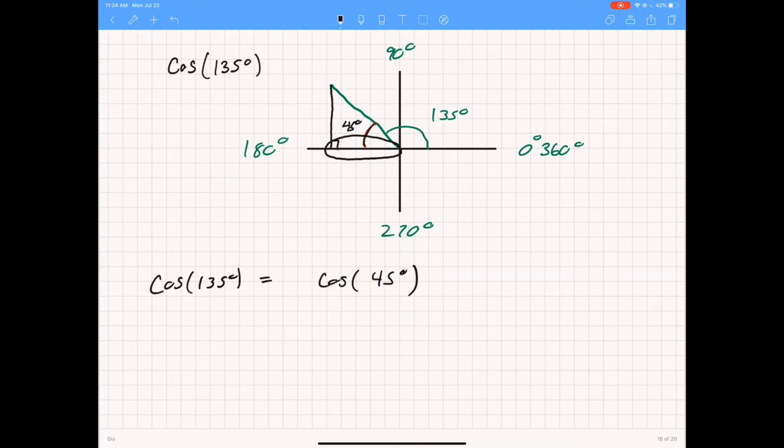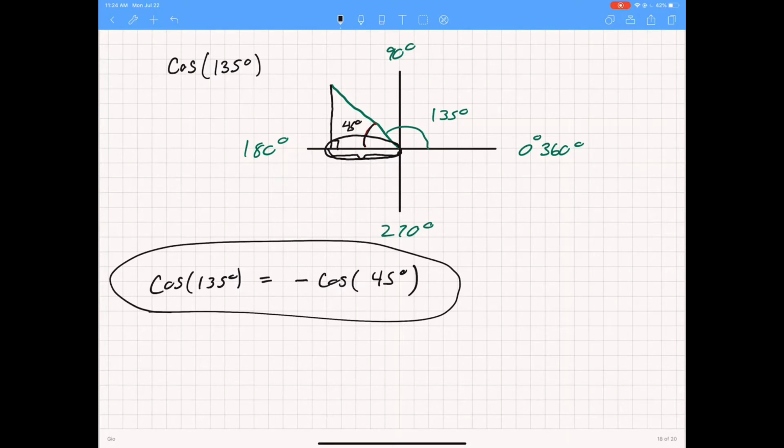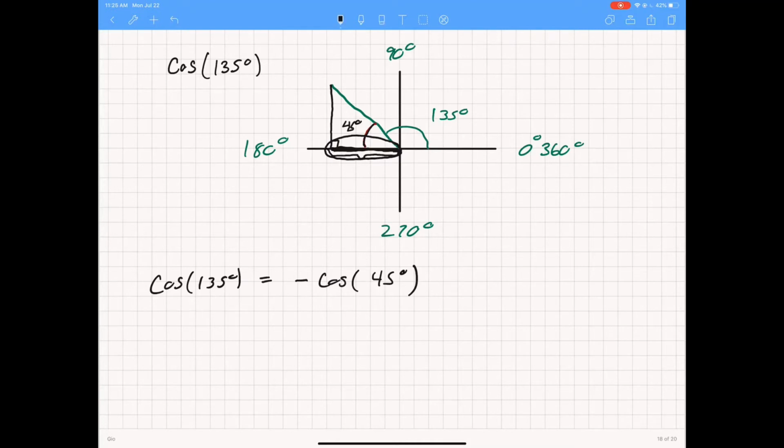The only issue here is that we're actually in the second quadrant, so we have a negative x value for this x component. That means we have to put a negative in our equation down here, again because we have a negative x value in the second quadrant. So cosine of 135 is equal to negative cosine of 45 degrees, because we're using our special right triangles here.